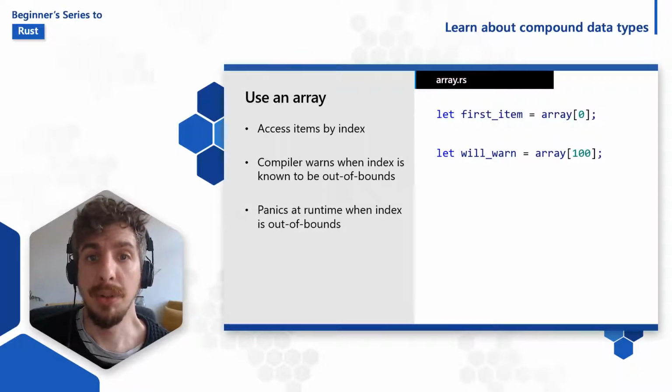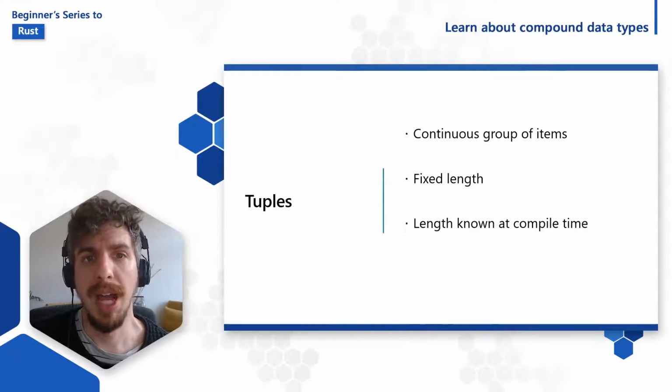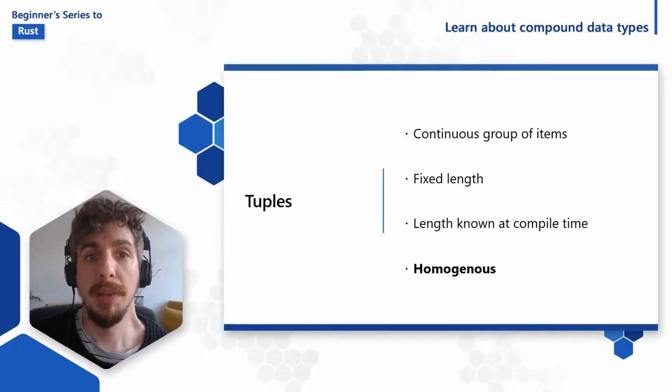Now let's take a look at tuples. Tuples, like arrays, are linear groups of items. Just like arrays, tuples have a fixed size, known at compile time, and they cannot change sizes as the program runs. However, unlike arrays, tuples are heterogeneous, meaning their items can be of different types.